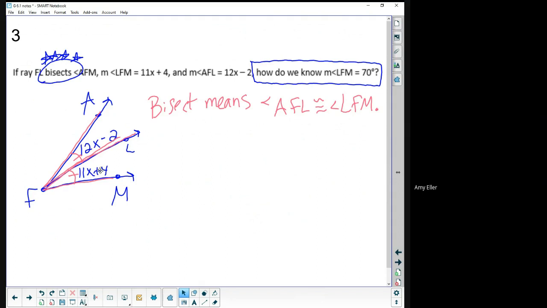I am not actually going to need angle addition postulate because I'm not trying to add those up to get a big angle. I've been told that they are matching. They are equal. So I say they are equal or congruent. Now substitute. AFL, substitute that in. LFM, substitute that in. Congruent means equal, so you can just flip-flop those symbols however you want.